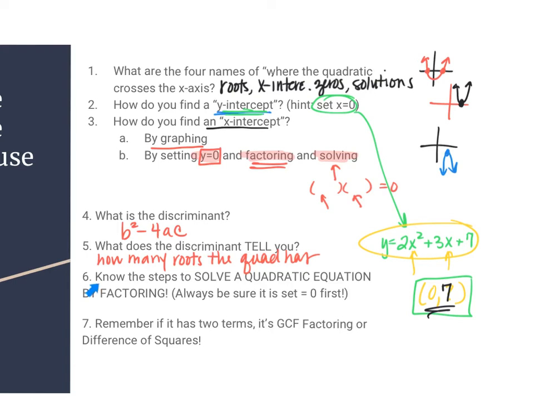So again, be sure you know the steps to solve a quadratic equation by factoring. And remember, if the quadratic has 2 terms, you're either going to be doing GCF factoring or a difference of squares. Always remember when you are solving a quadratic equation by factoring that it is set equal to 0 first, because that is the equivalent of y being equal to 0, and we are finding x-intercepts, so y must be equal to 0.